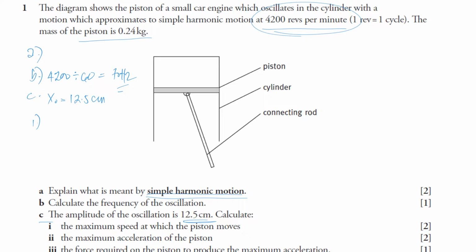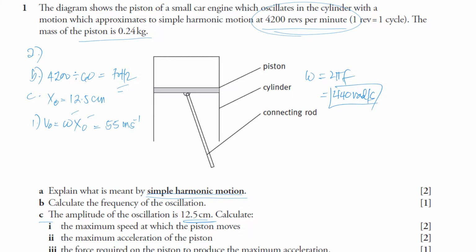Maximum speed is V sub O equal to omega times X sub O. So you have your X sub O here. You change it into meter, and omega, you can calculate omega by 2 pi times f. By doing this, you can have the omega, which is around 440 radian per second. Now you have omega, you have your X sub O. You can calculate V sub O. Using those numbers, it will give you around 55 meter per second.